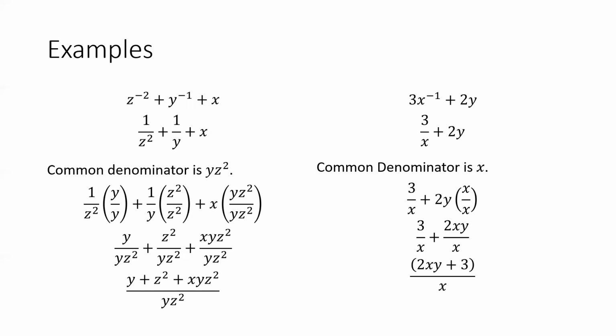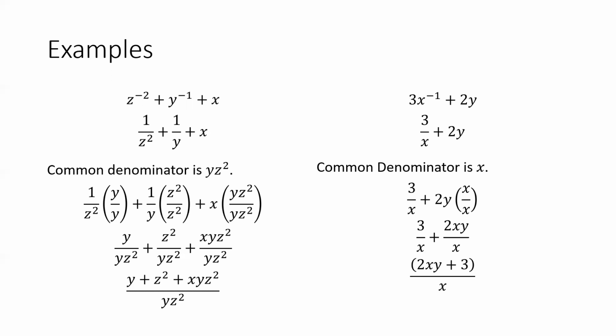Okay, so now the common denominator is yz squared, and so we just add y plus z squared plus xyz squared, and the whole thing is over yz squared. Good? Yep. Okay, great. Bella's nodding also. Let's do the second one now.